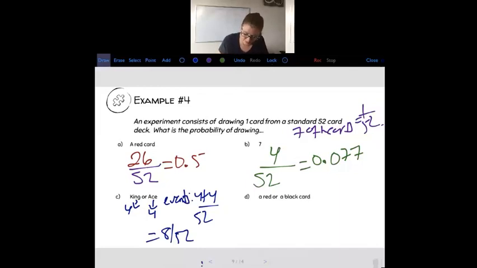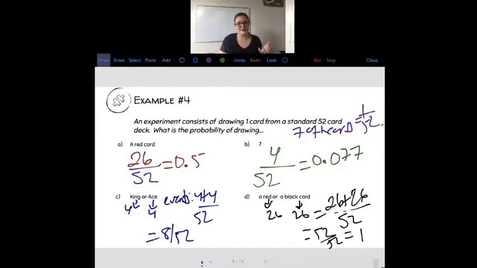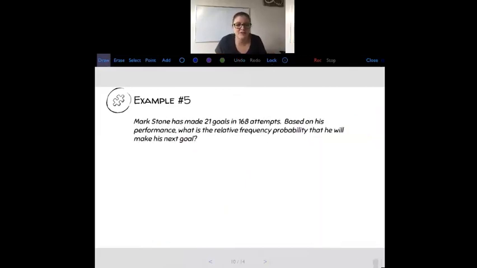Part D, a red or a black card. So there are, again, 26 red cards, 26 black cards. You'd be happy with either of them out of 52. 52 out of 52, which is 1. Makes sense. You have a 100% chance of drawing a red or a black card from the standard 52 card deck.